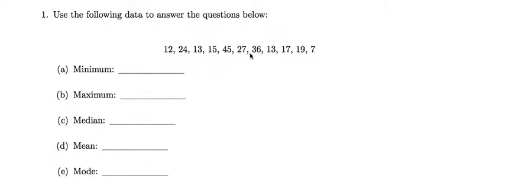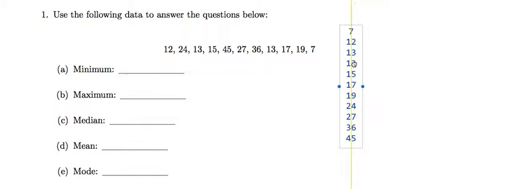So we see they're not in any particular order. So it's useful to list the data in order from smallest to largest or largest to smallest. Then it becomes pretty obvious that the minimum, the smallest value, is 7, seen there at the top when they're listed in order. And then at the bottom we can see the maximum value is 45.